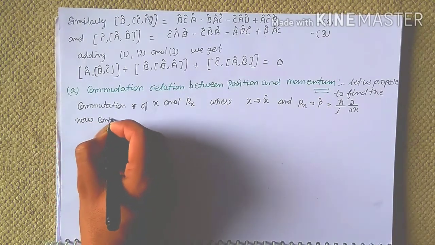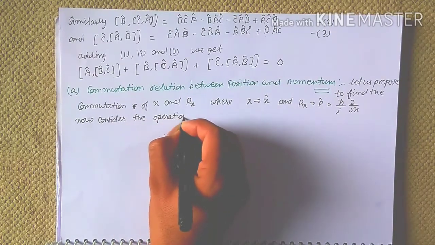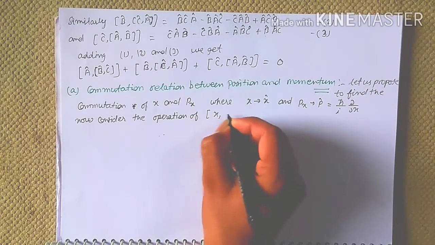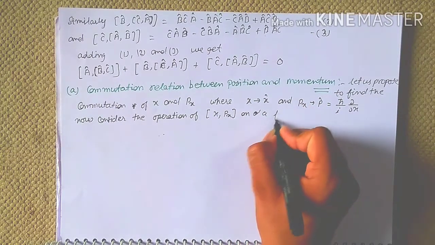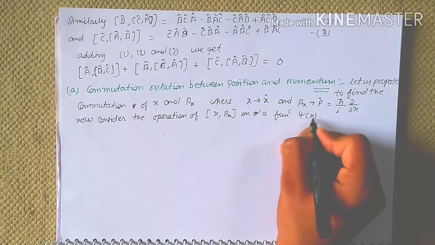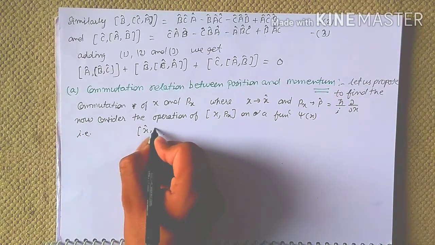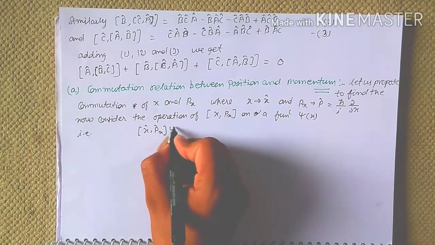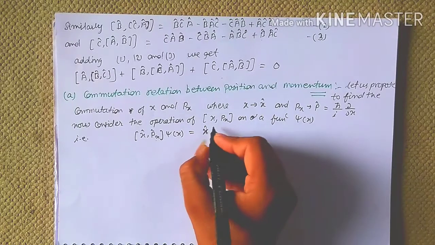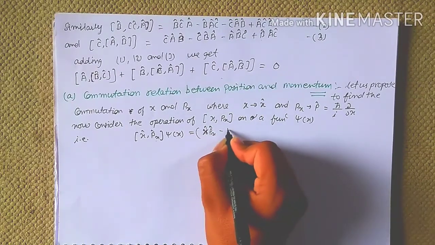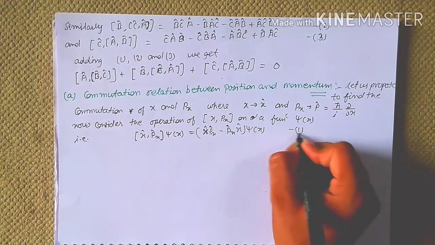Now consider the operation of commutator x and px on a function psi x, that is commutator of x̂ and p̂x on psi is equal to x̂ p̂x minus p̂x x̂ on function psi x. Equation 1.